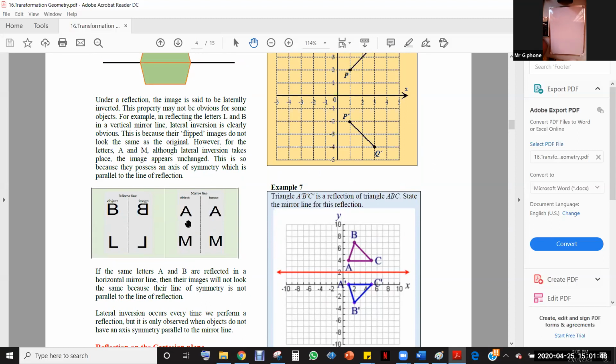Now, because of this lateral inversion, when we have the ambulance passing behind you, if they just wrote the word ambulance properly, if you look at it in your rearview mirror, you will not be able to understand what is written. So the words on the front of the ambulance are laterally inverted.